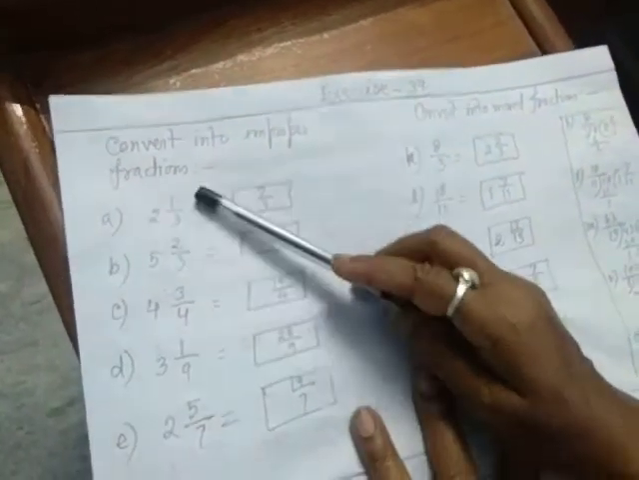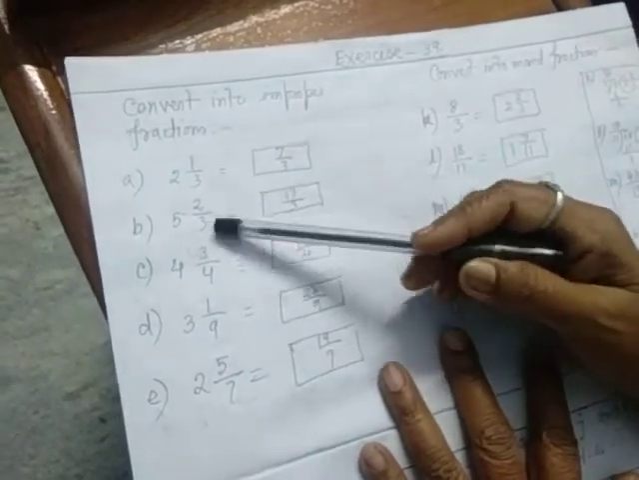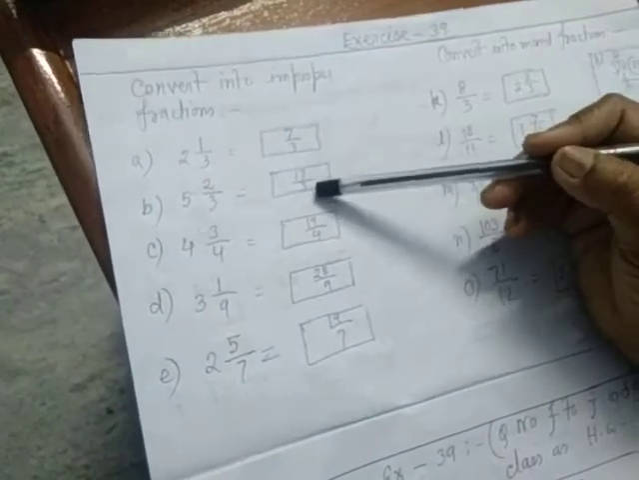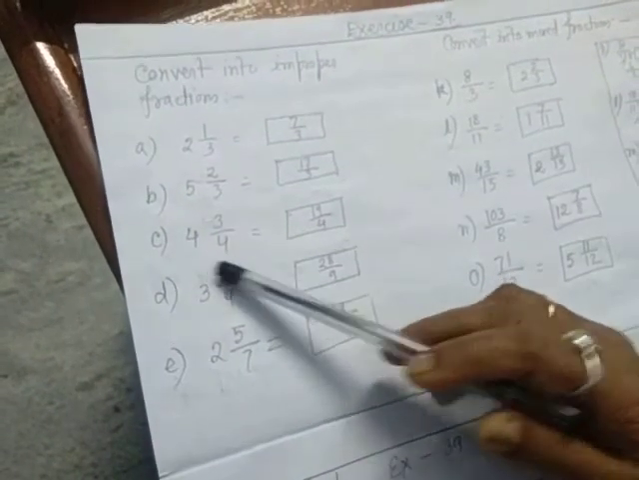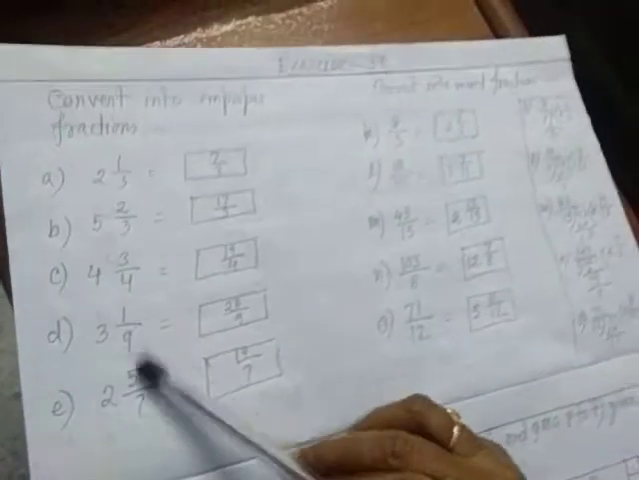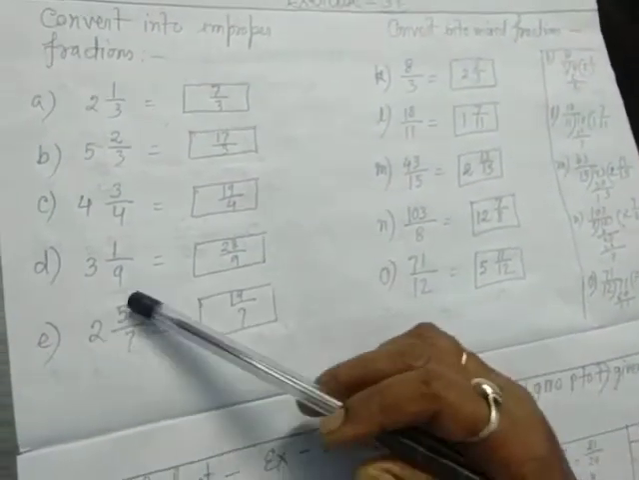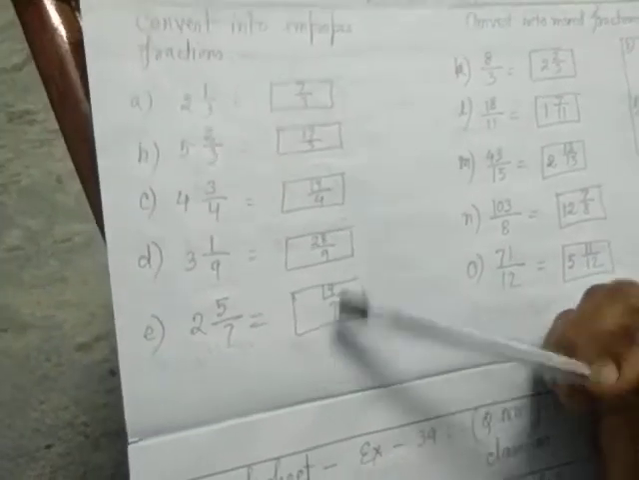Exercise 39. Convert into improper fraction. 2 1 by 3: 2 threes are 6, plus 1, 7 by 3. 5 2 by 3: 5 threes are 15, plus 2, 17 by 3. 4 3 by 4: 4 fours are 16, plus 3, 19 by 4. 3 1 by 9: 3 nines are 27, plus 1, 28 by 9. 2 5 by 7: 7 twos are 14, plus 5, 19 by 7.